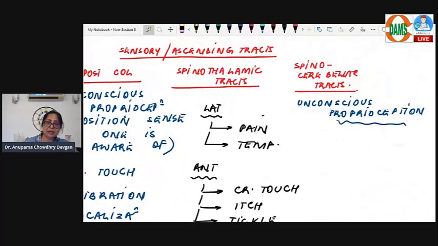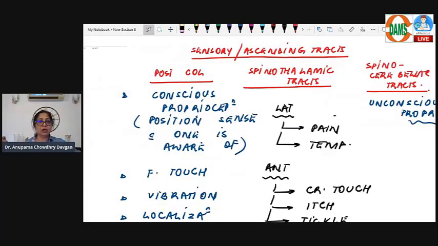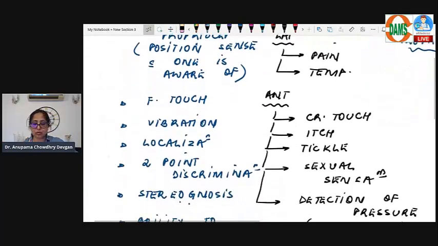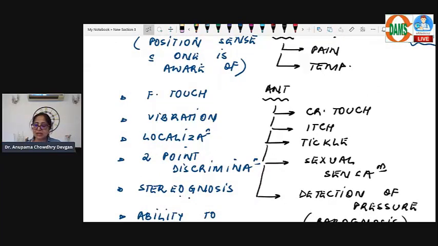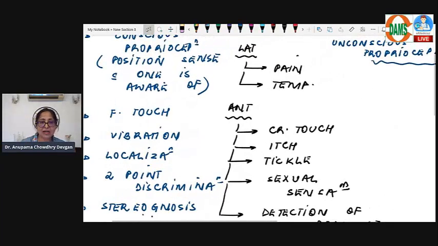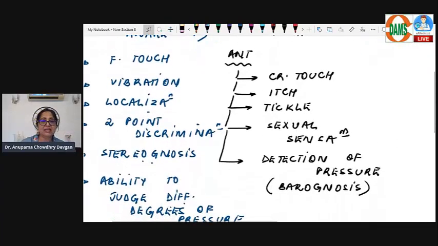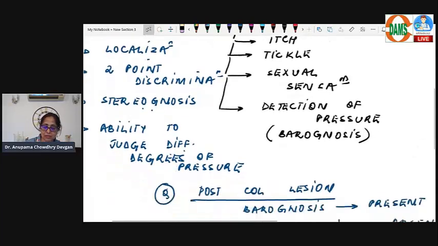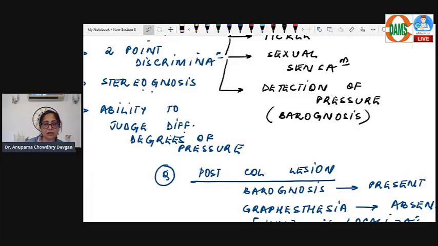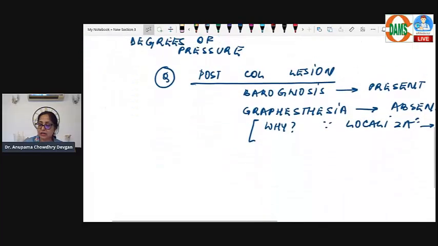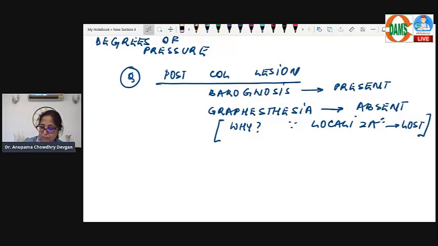Once again, spinocerebellar tracts: unconscious proprioception. Posterior column: conscious proprioception, fine touch, vibration, localization, 2-point discrimination, stereognosis. Spinothalamic tract: lateral spinothalamic tract carries pain and temperature; anterior spinothalamic tract carries crude touch, itch, tickle, sexual sensations, and barognosis. But the ability to judge different degrees of pressure is by the posterior column. If there is a posterior column lesion, barognosis will be present because that is carried by the anterior spinothalamic tract. Graphesthesia will be absent because localization will be lost.